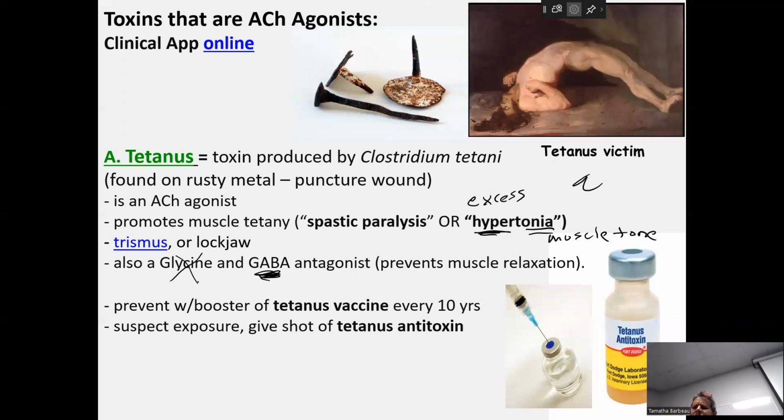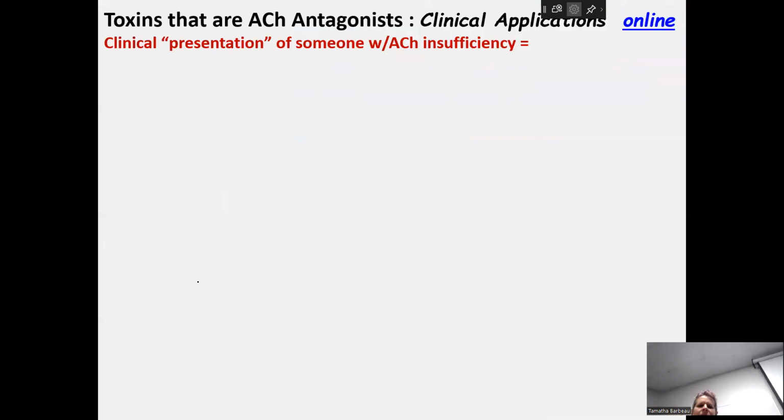All right. Now, that was an acetylcholine agonist. Too much acetylcholine, hypertonia. Now we're going to look at hypotonia, where the muscles are too relaxed. Now we're talking almost like paralysis.